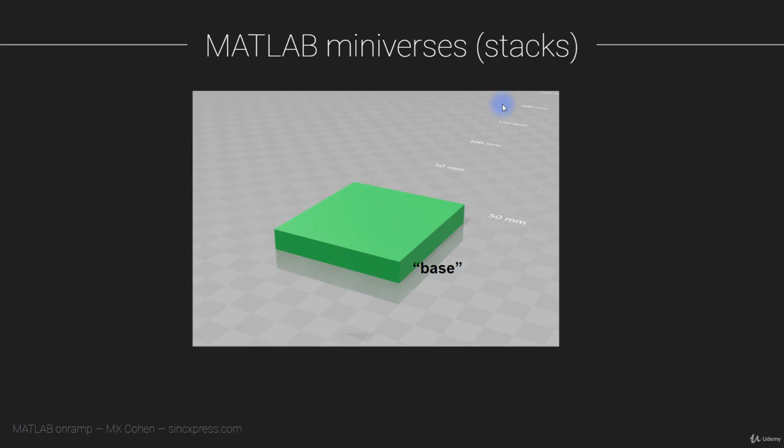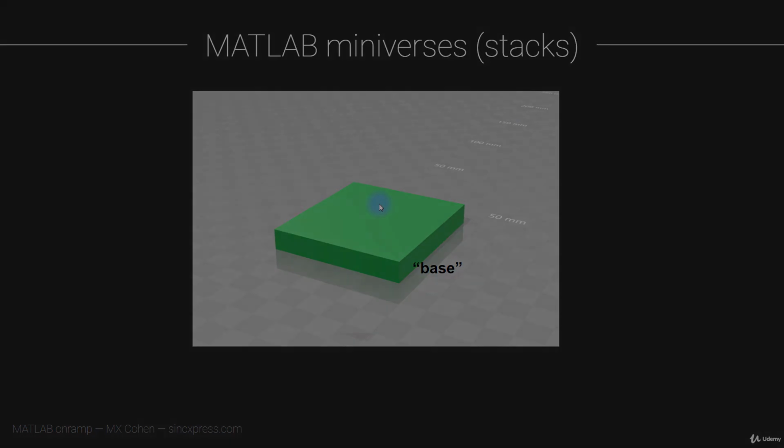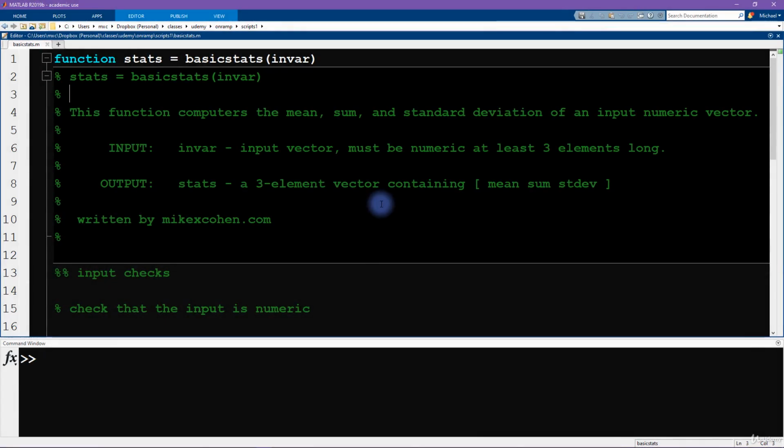And I'm also going to show you how to get inside these other miniverses using a procedure called stepping in. So as I mentioned, we're going to be working with this basic stats function that we created in the section called scripts 1, or the first scripts and functions section here. So what I'm going to do is step into this function so I can see its miniverse.